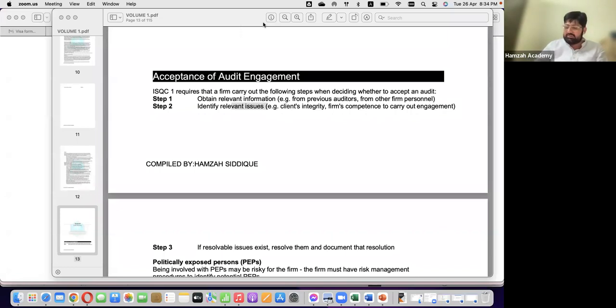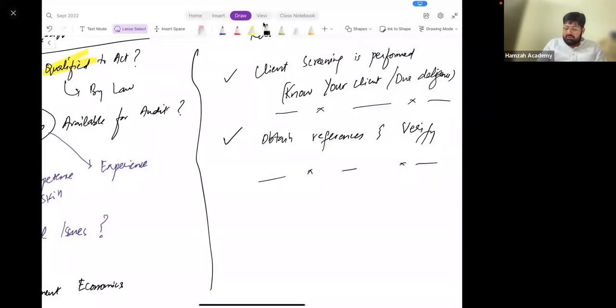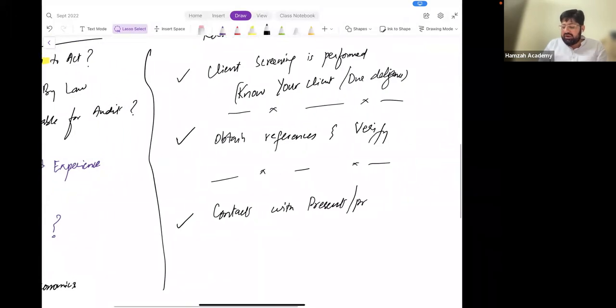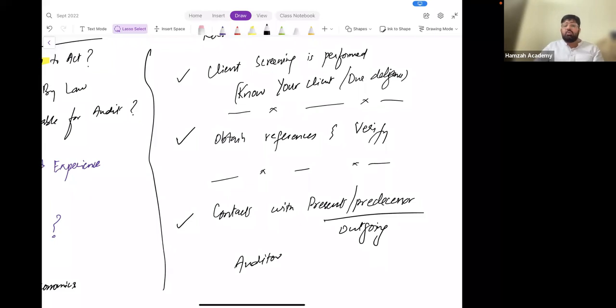Now, next point. Third point, contact with the present, or which is also called predecessor, in other words the outgoing auditor. We contact them. We ask them why they are leaving this company as auditor. What is the reason? If there are any serious reasons because of which we should not be their auditor, tell us.